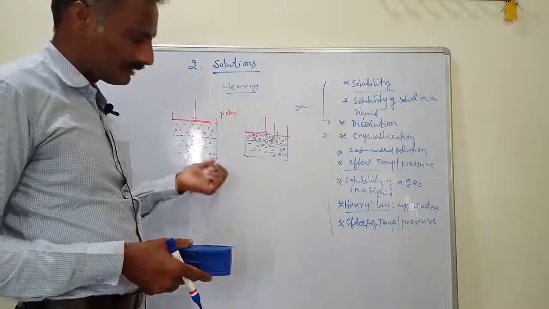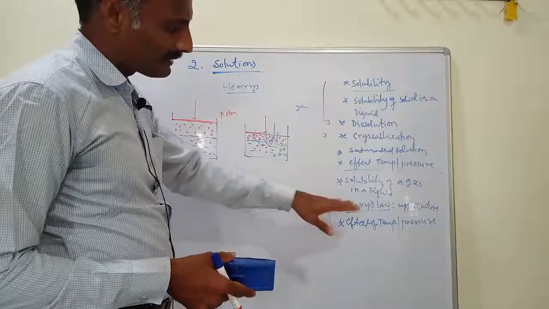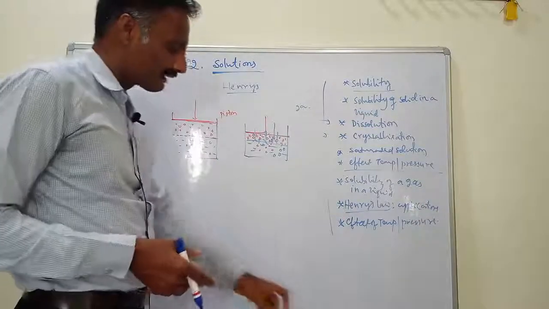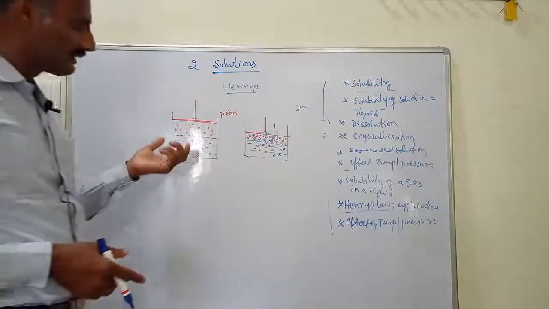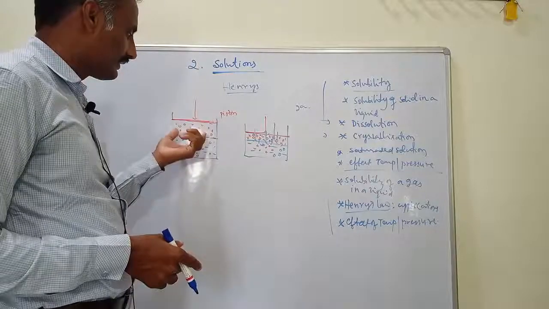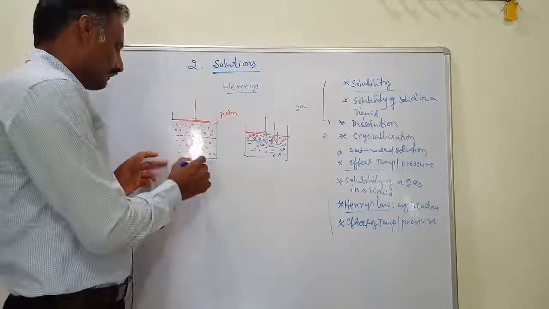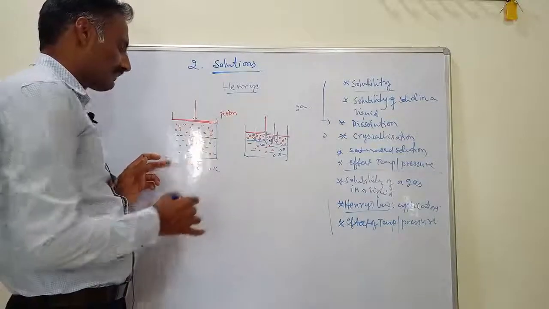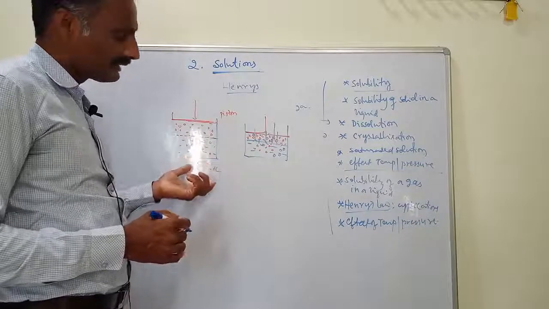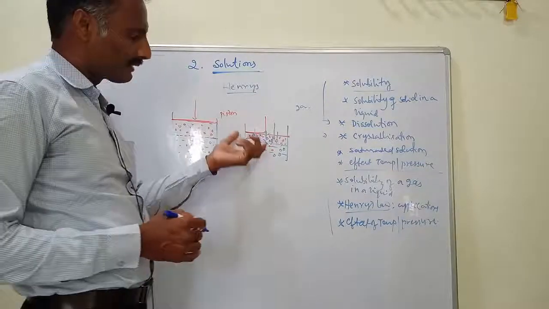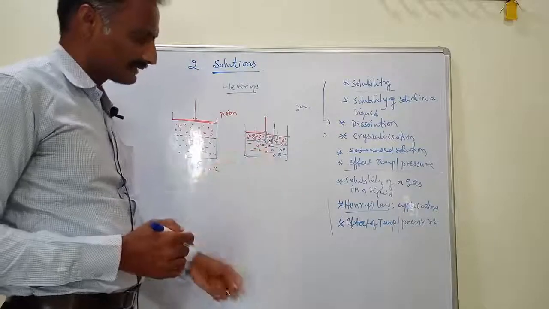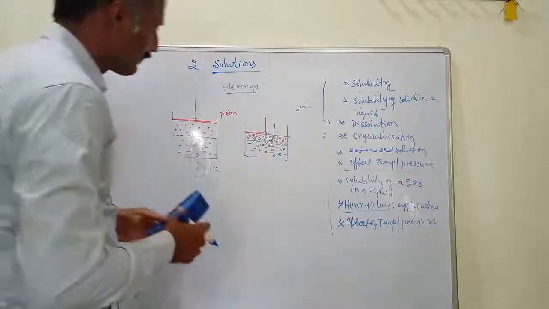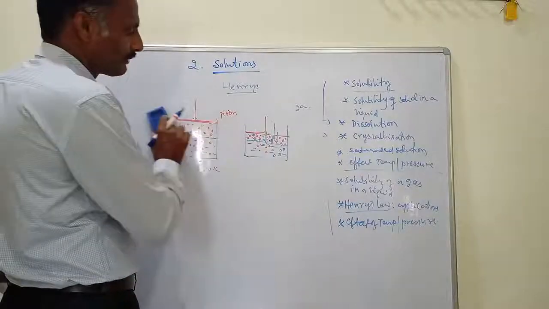I already told you that the effect of temperature and pressure is most important from the exam point of view here. In the case of temperature, the solubility of a gas in a liquid is always of exothermic nature. That's why, as temperature increases, solubility goes on decreasing. But in the case of pressure, as the pressure increases, solubility of a gas in a liquid goes on increasing. This is about this session's topics.